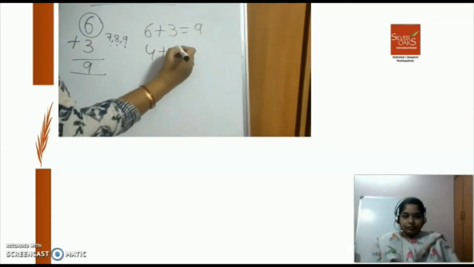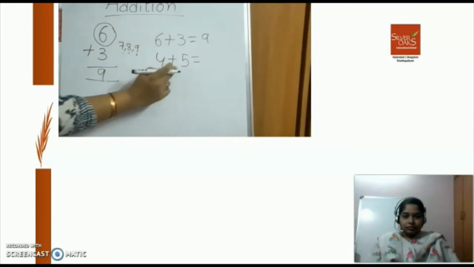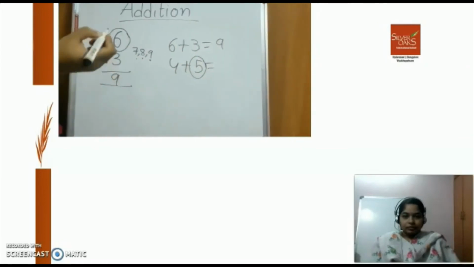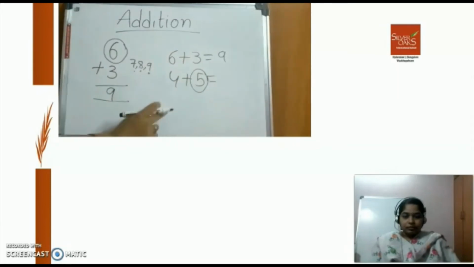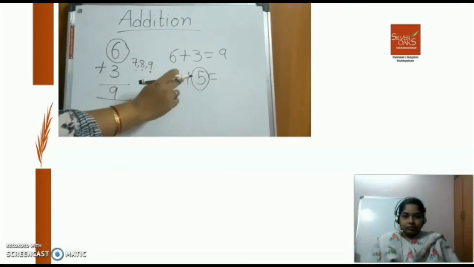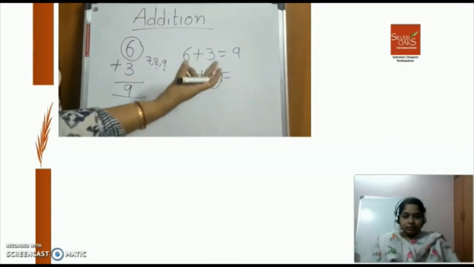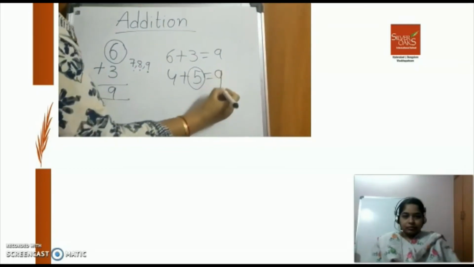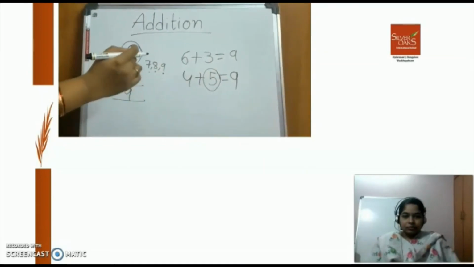Now, let's see one more sum, which is 4 plus 5. In 4 plus 5, which is the bigger number? Circle the bigger number. 5. Yes. So, now from 5 you will count forward. How many times? 4 times. So, after 5, 6, 7, 8, 9. Four plus 5 equal to 9.